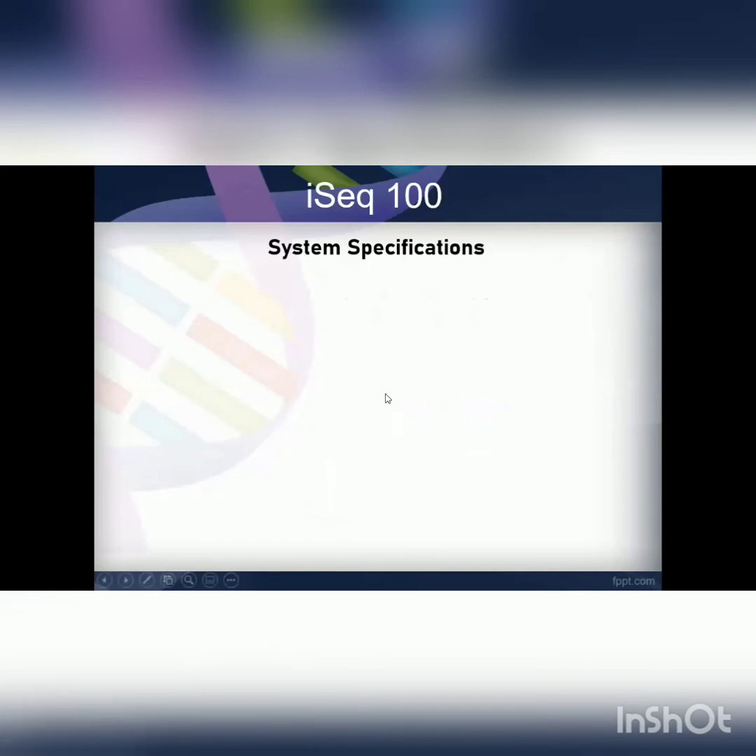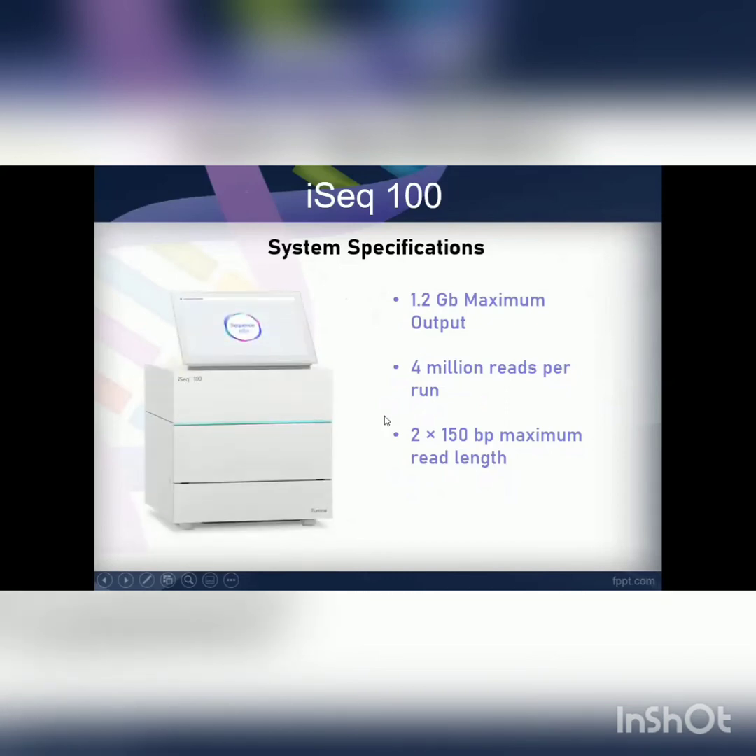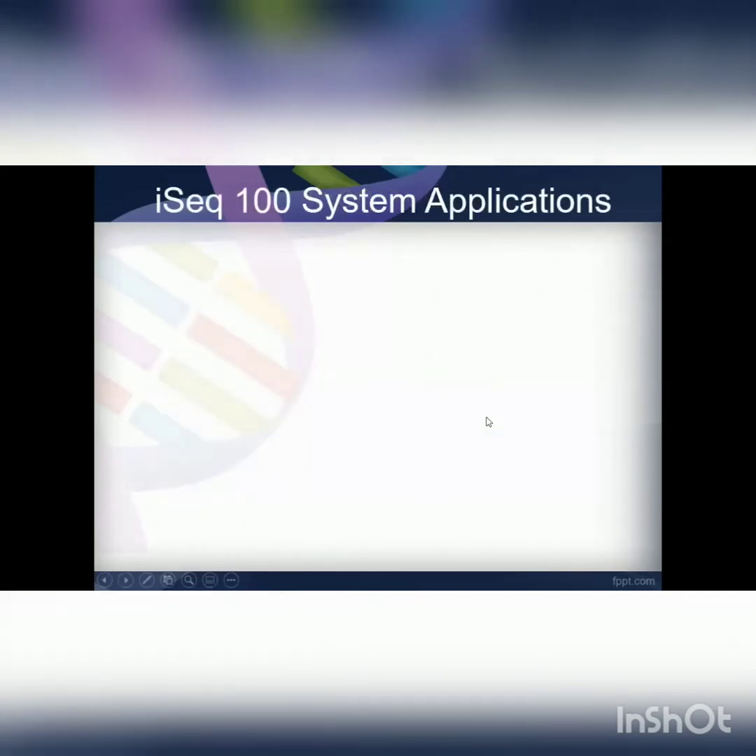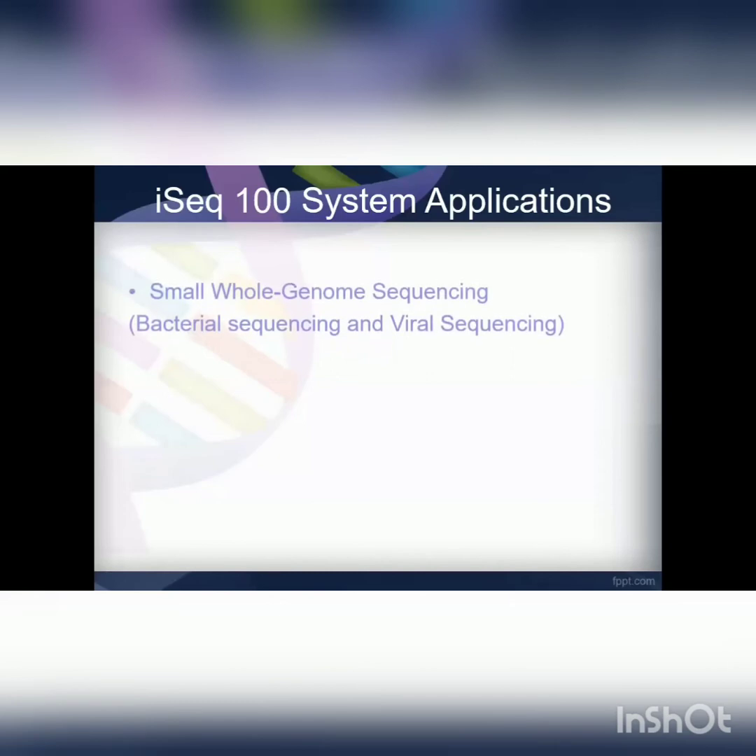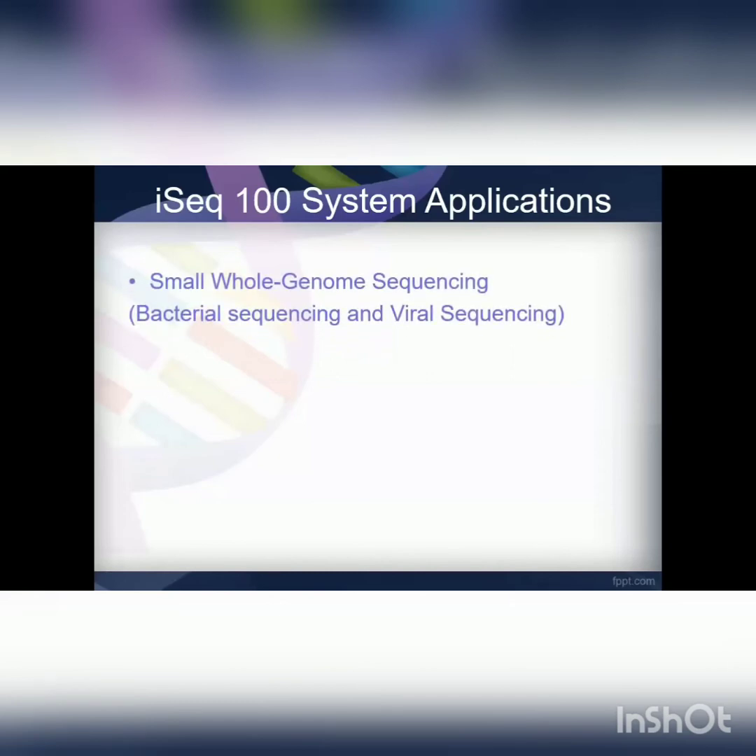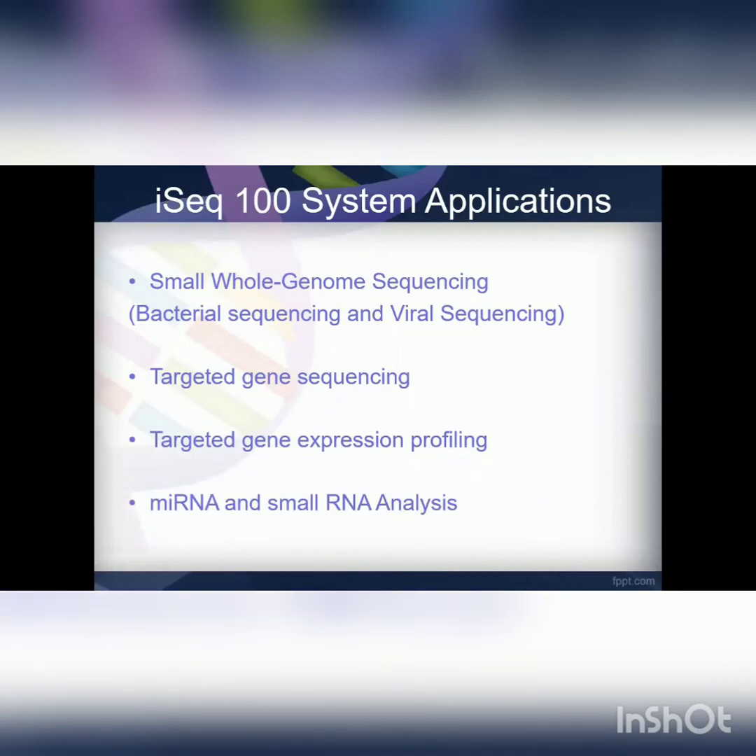Coming to the iSeq 100, the system specifications for this sequencer include a maximum output of 1.2 GB. It can perform 4 million reads per run, and it has a maximum read length of 2 into 150 base pairs, and 2 represents being paired end. And the applications for the iSeq 100 include small whole genome sequencing of bacteria and viruses, then targeted gene sequencing, targeted gene expression profiling, and microRNA and small RNA analysis.